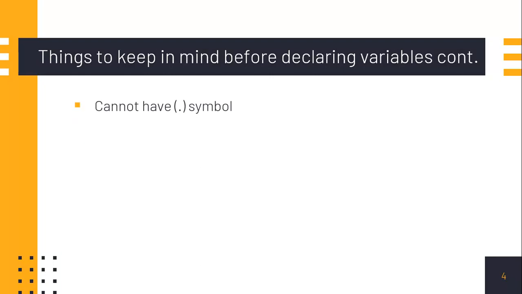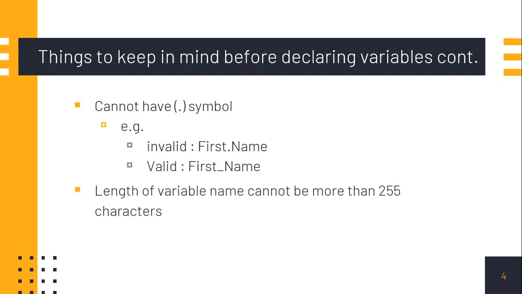Your variable cannot have a dot symbol. So for example, you can't name your variable as first dot name. You can name it as first underscore name. Dot symbol is not allowed for a variable name. Also, make sure your variable name does not exceed 255 characters.